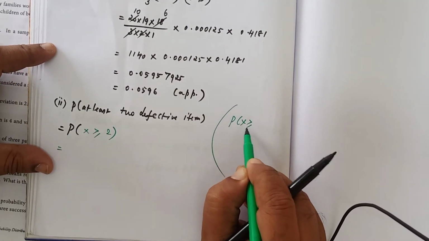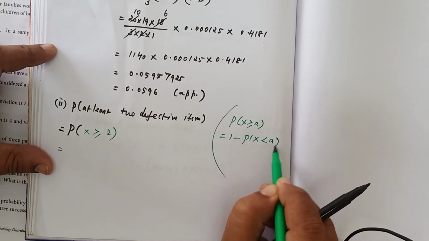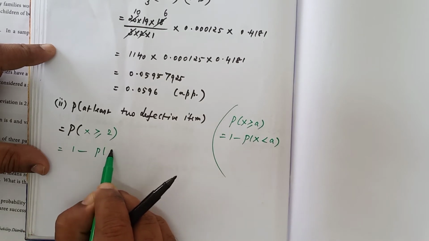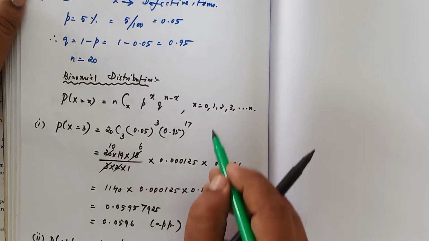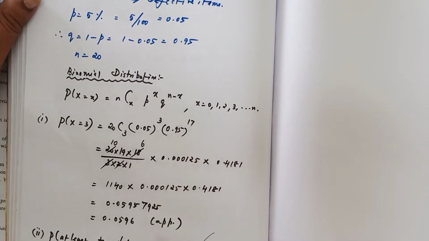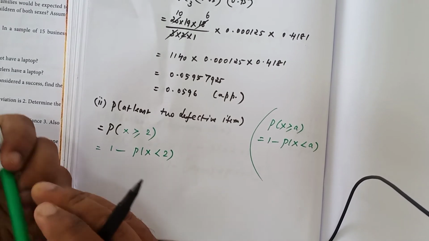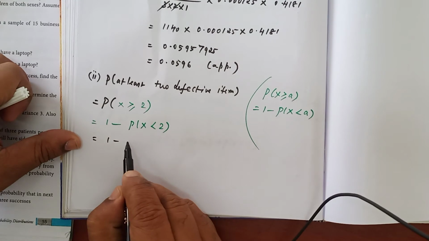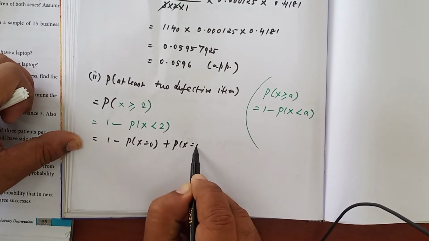Probability of x greater than or equal to a can be written as 1 minus probability of x less than a. So this can be written as 1 minus probability of x less than 2. Less than 2, what are all the numbers? Only 2 numbers. What are they? 0 and 1. You just find probability of x equal to 0 and probability of x equal to 1. That is equal to 1 minus probability of x equals 0 plus probability of x equal to 1.